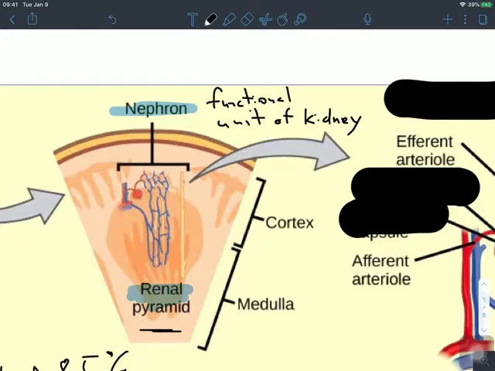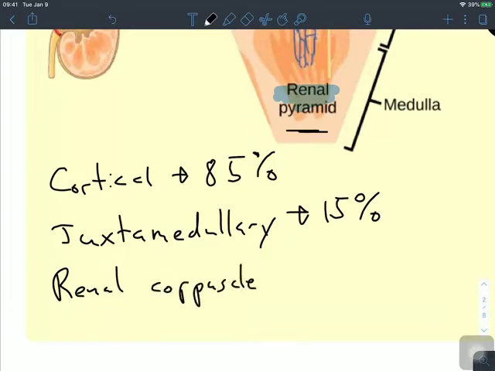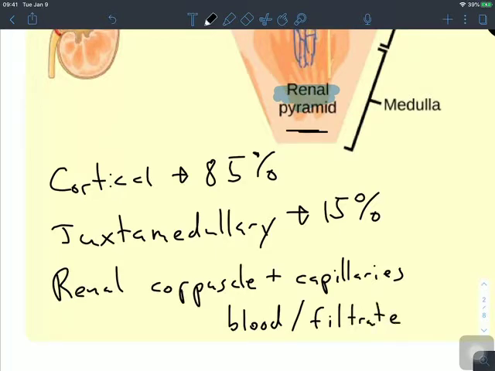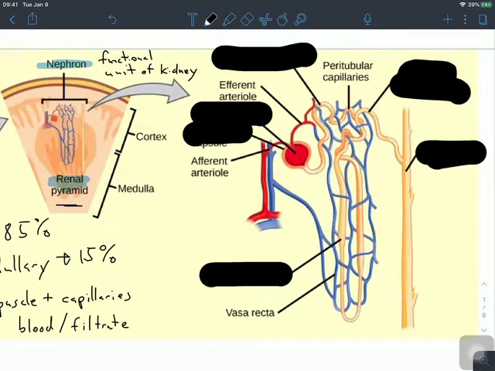The nephron itself has a functional unit called the renal corpuscle, or the renal body, and its capillaries. And this is the blood filtrate interface. So this is actually where you're going to squeeze the blood to remove everything that is present in there, and then afterwards grab back the pieces that you want. And that's the way that this nephron works.